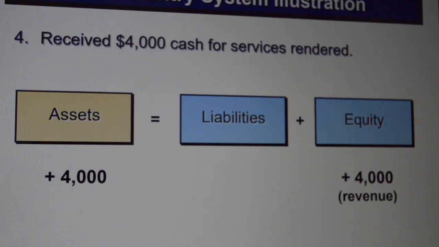The company received $4,000 cash for the services rendered. The cash has increased by $4,000. It means the cash has been debited for $4,000. Now if the cash is debited, there has to be a credit entry. Now when the cash is received for the services rendered, it means that it's a revenue for the company, and the revenue increases the equity account. That's why there is a credit of $4,000 in equity.